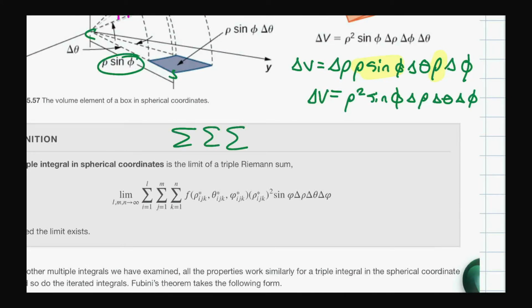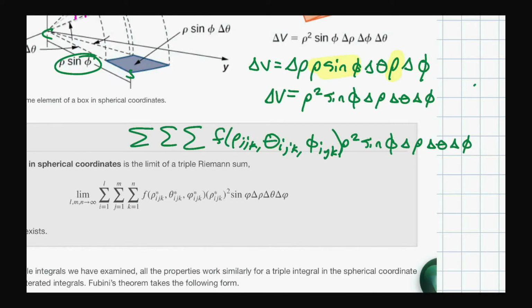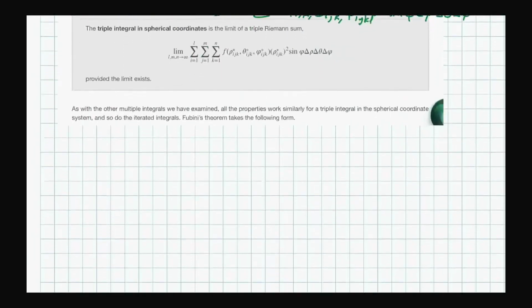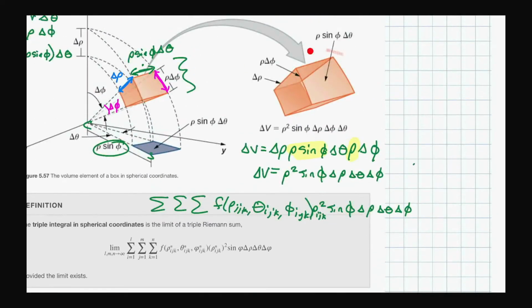summing up three of these, where it's the function of rho ijk, theta ijk, phi ijk, and then you've got your volume element, which is just all of this. All of that just goes right there. And that's what you're seeing here for each box. I guess this row here needed to be ijk as well. So that's summing up a bunch of these.